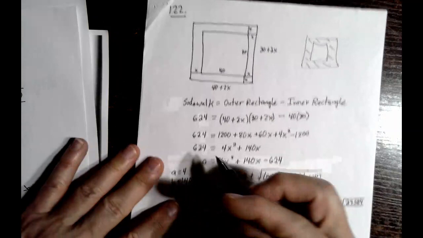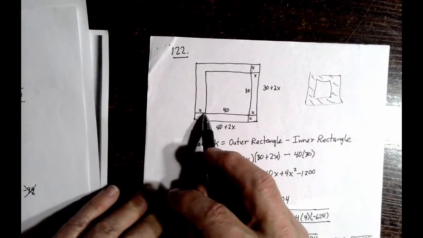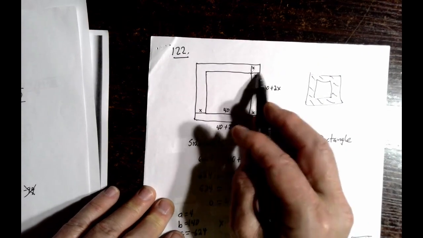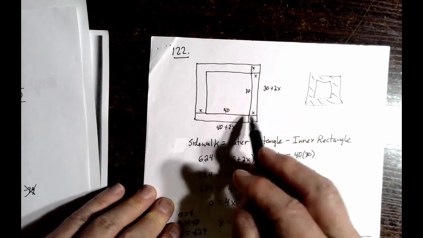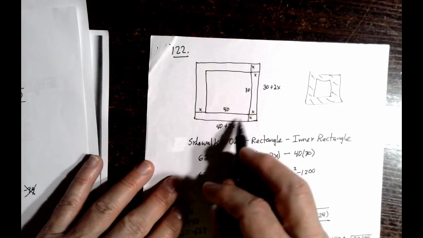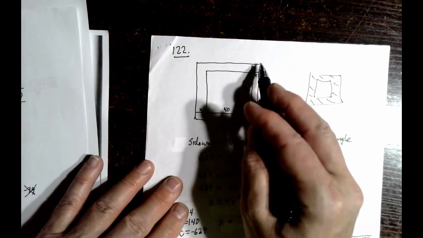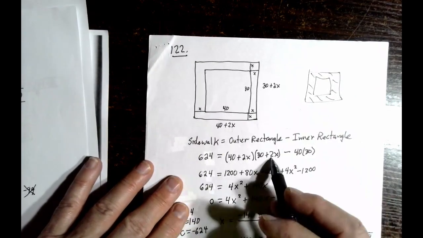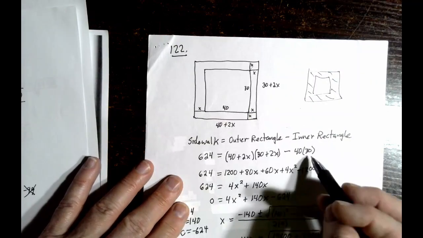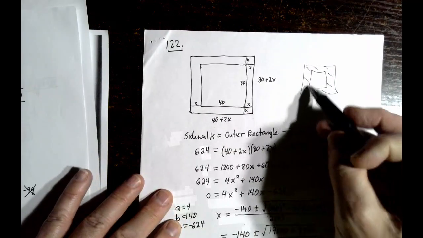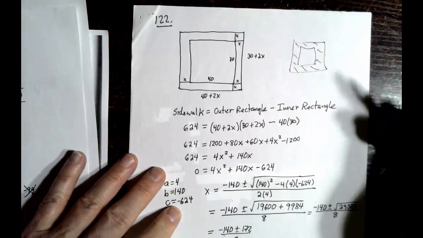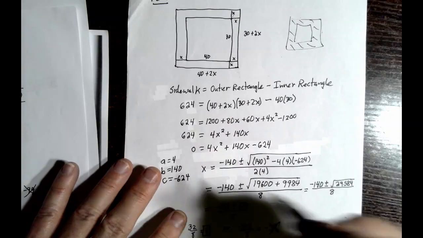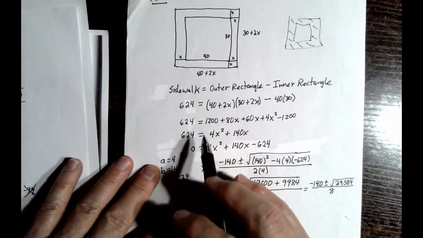So what you did there was you assumed that the sidewalk width was the same all the way around. It's x here, x there, x there, x is the width all the way around. And if this is 40, this is 40 plus 2x. If this is 30, this is 30 plus 2x. And so you take the outer rectangle, this times that, and the inner rectangle, 40 times 30, and when you subtract them, you're left with this zone here, which is where you're going to be pouring your concrete. So when it's supposed to equal 624 square feet of concrete, that's the amount of concrete material you have.